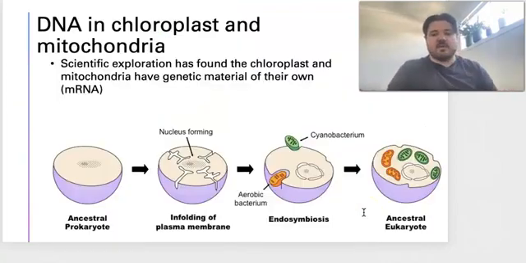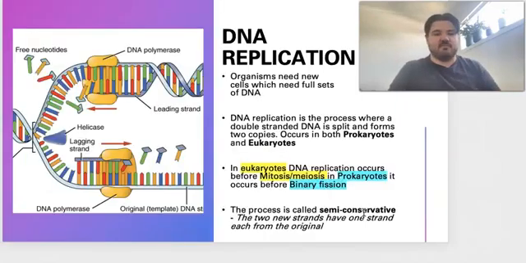Now, I won't get into this one. I'll talk about it a little bit later on, but this is basically talking about DNA found within chloroplasts and mitochondria and how this resembles an evolutionary event, okay?